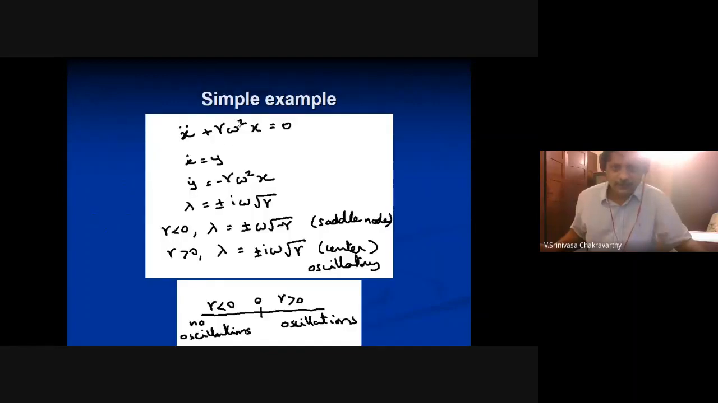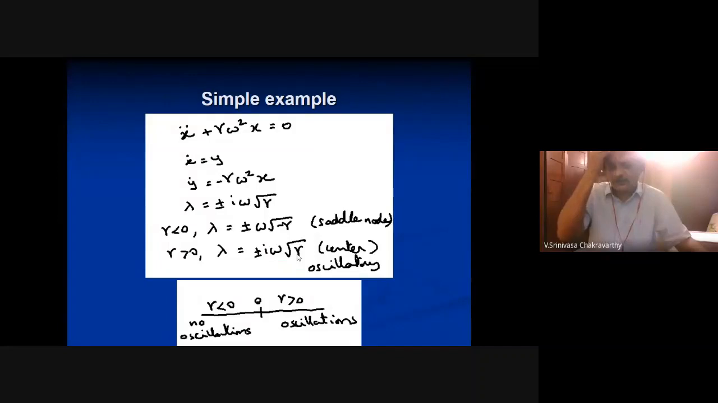To give an example, let us take the simple harmonic oscillator, and I've put a new parameter gamma here. Now I can convert this into two variables, x dot and y dot, like this. If you solve for it, the eigenvalues will be plus or minus i omega root gamma. Now if gamma is negative, you'll have two real eigenvalues. One is positive, one is negative. Therefore, it's a saddle node. For gamma positive, you get two purely imaginary eigenvalues. Therefore, it is a center, or it oscillates.